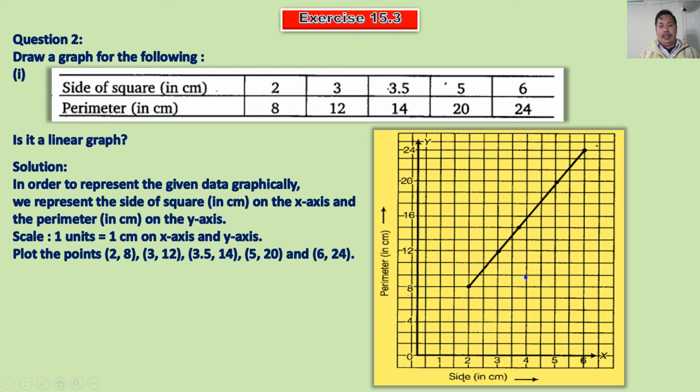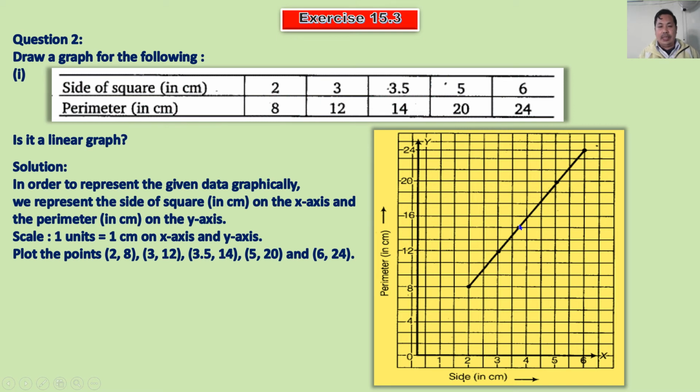Okay, and next is 3.5. 3.5 is the middle of 3 and 4, isn't it? So if you come up, you get here. And then 14. 14 will be after 12, 13, somewhere here, nearby this 16. So this is the point we take here.